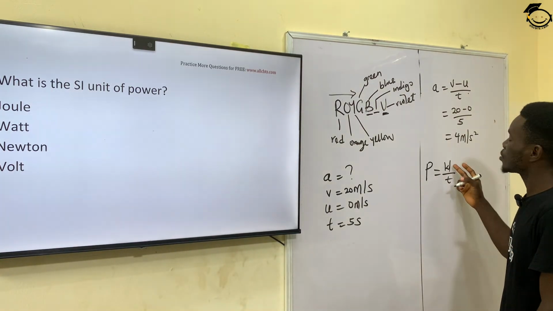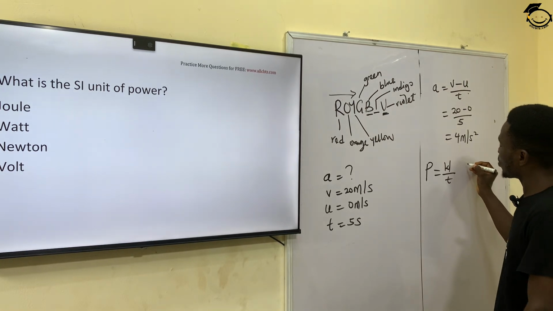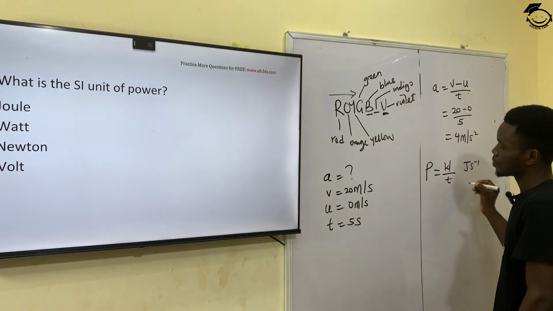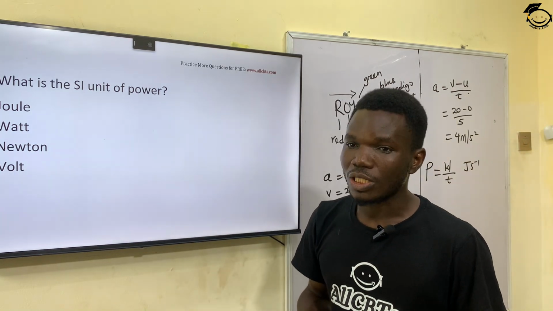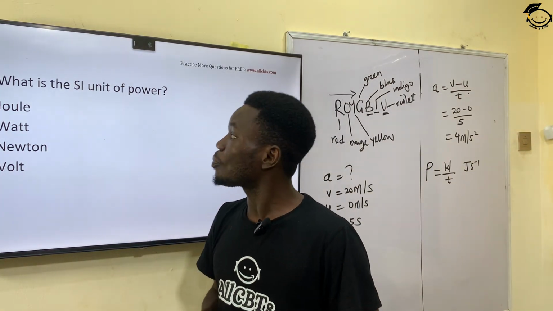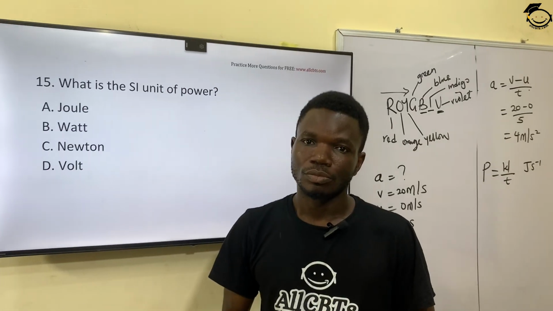So if power is work done over time or energy over time, you can also say that the unit of power is joules per second. Another name for joules per second is watts. So the unit of power here is watts, and that is option B.